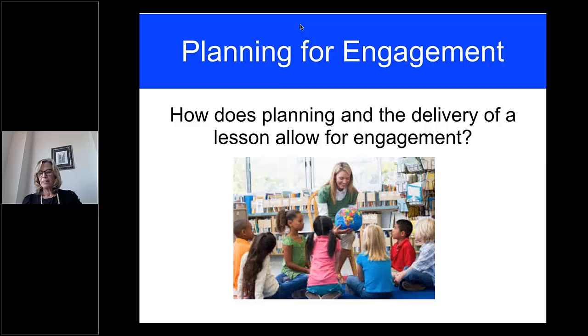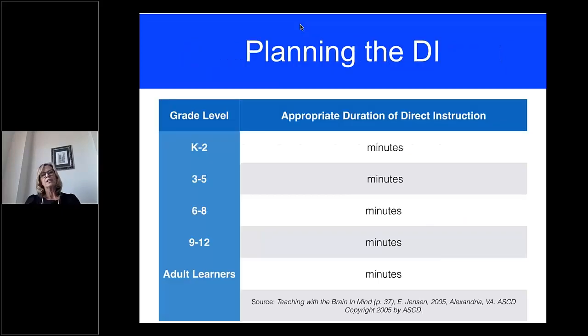And when we're planning for that direct instruction in our grade level, I just want you to take a moment and look at this slide, and somewhere on your handout, if you copied it, or in your mind, or just jot down, how many minutes do you think is the appropriate duration for direct instruction at your grade level? I will give you 7 seconds to respond to that.